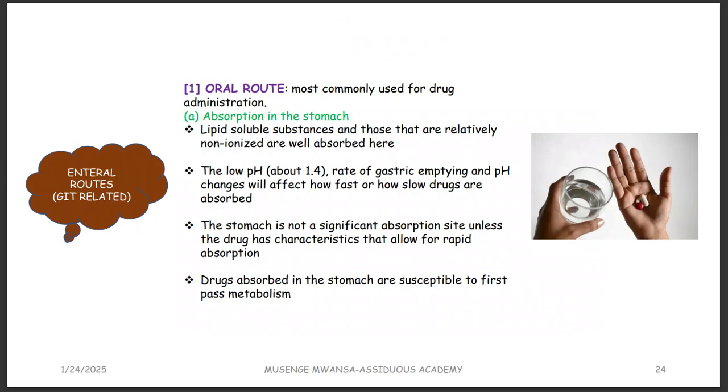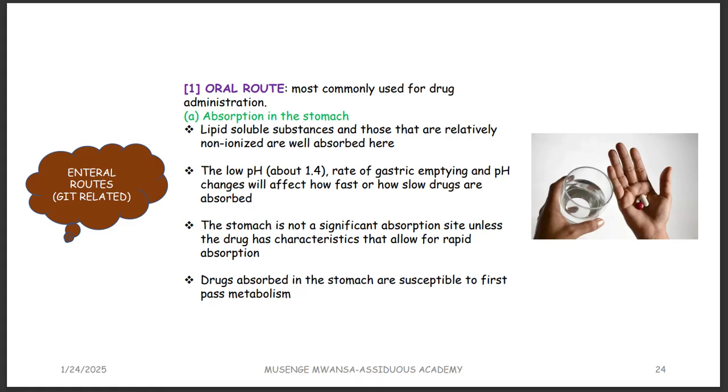So the enteral routes, these are GI related. You have got the oral route, which is of course the most common route of drug absorption. And here the low pH of the stomach, about 1.4, the rate of gastric emptying, the pH changes will affect how fast you absorb the drug. Remember we said for drugs that are absorbed in the stomach, they need to be acidic, in the duodenum they need to be basic. And the drugs that you take by the oral method, when they're absorbed, they are going to be taken to the liver.